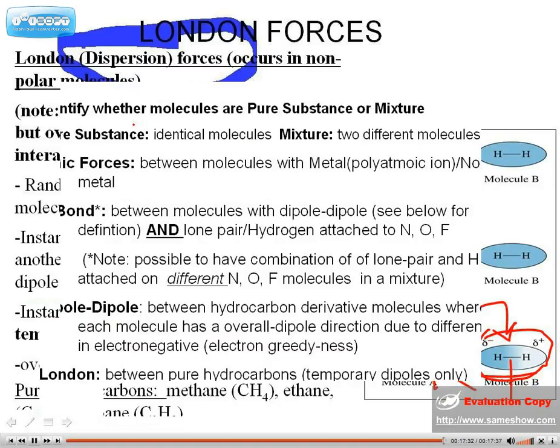Here is a nice summary of intermolecular forces, which you absolutely need to know.